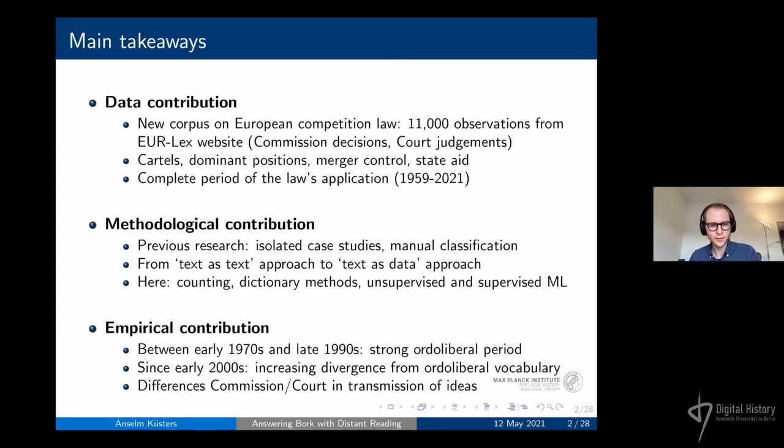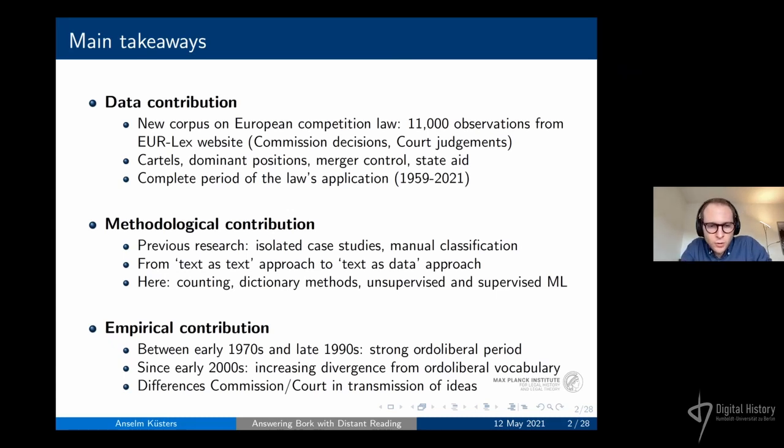Nonetheless, of course, this chapter also makes an empirical contribution, trying to contribute to this debate on what is the goal, what are the intellectual influences behind European competition law. And as I will argue in a minute, we can say that the first three decades of European competition law were strongly influenced by ordoliberal words, concepts, semantics. But then since the 2000s, we see a divergence from this. And I link this with the claim of a neoliberalization of European competition law that is found in the literature. This is a hypothesis, and I try to substantiate this hypothesis with my quantitative evidence.